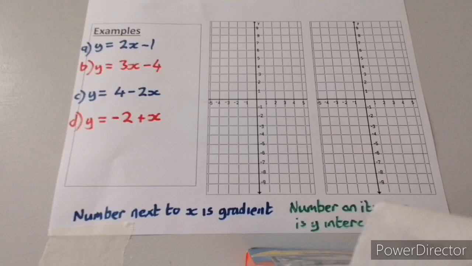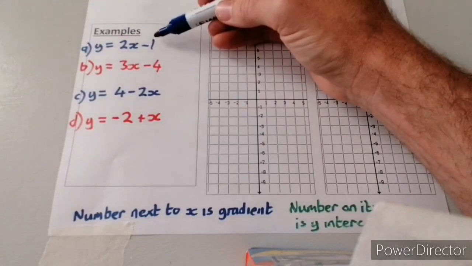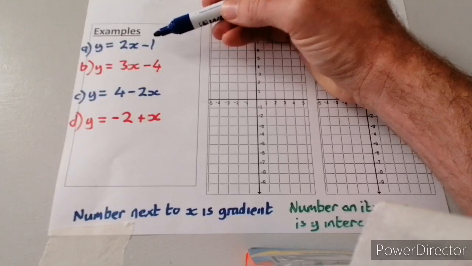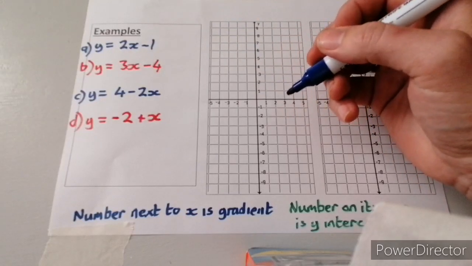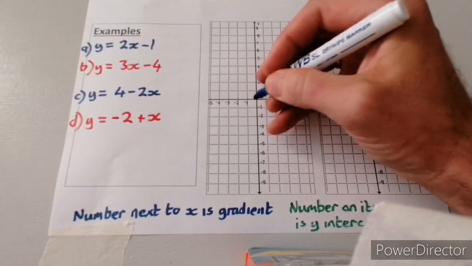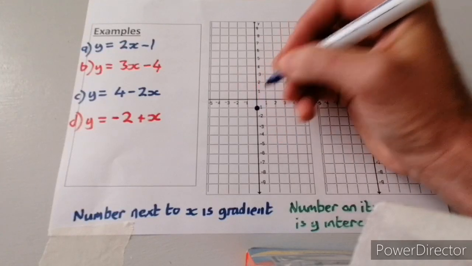So to draw these lines, we can do them much quicker than a table of values. So our y-intercept, our number on its own is -1. And this is always our first dot. The number on its own is the first dot. So I'm going to put a dot on -1.